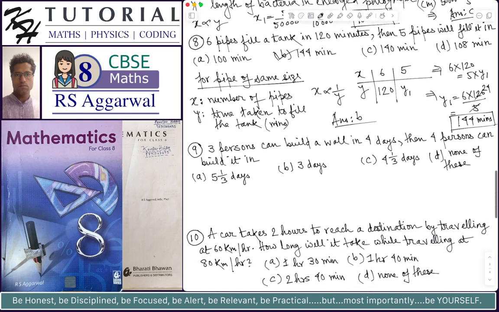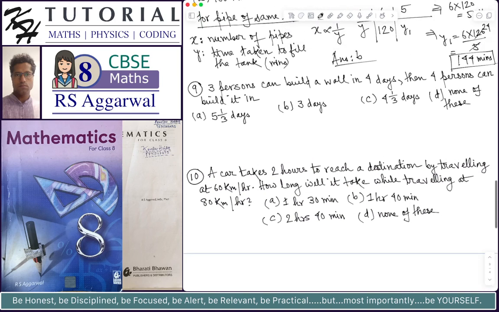Okay, let's do the next problem. 3 persons can build a wall in 4 days, then 4 persons can build it in. So this is about work and time. Now remember that over here the amount of work is constant, for constant amount of work, which in this example is to build a wall.